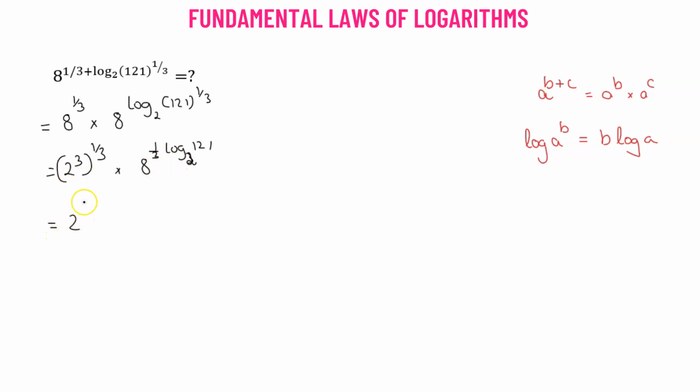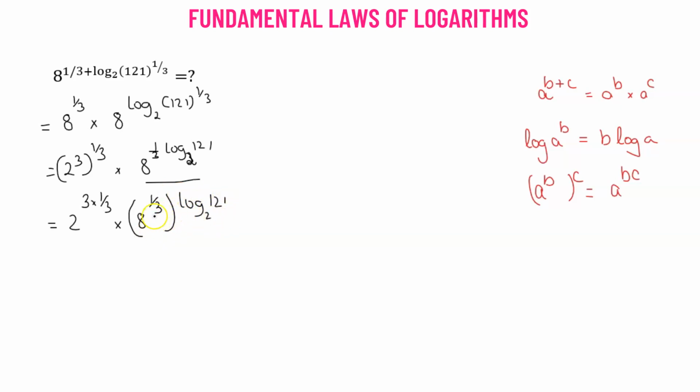So this will be 2 raised to the power of 3 multiplied by 1/3. Here we have used another law of indices. That means if we have a raised to the power of b whole raised to the power of c, that's simply a raised to the power of b times c. And for the second part, we have 8 raised to the power of 1/3 whole raised to the power of log of 121 with a base of 2.